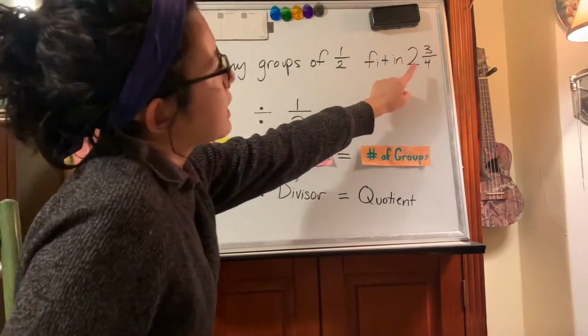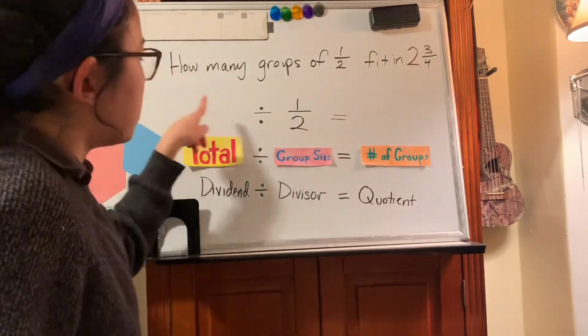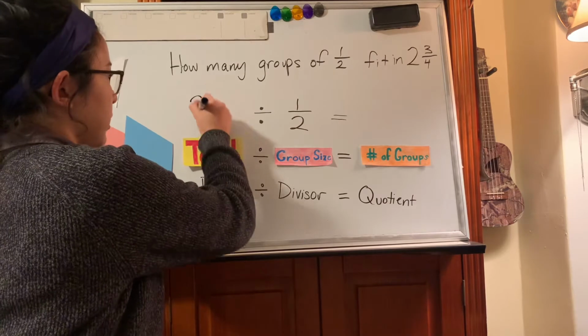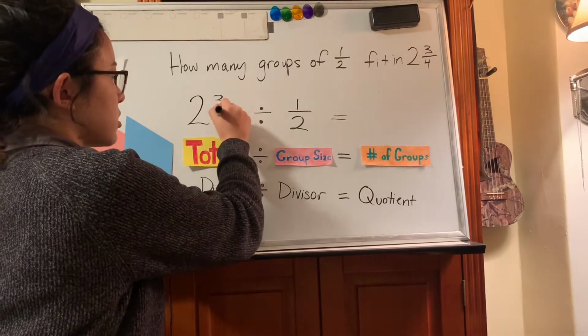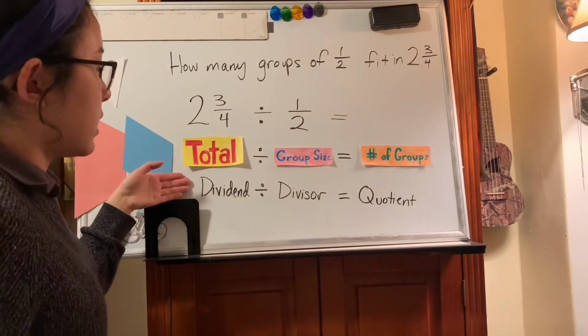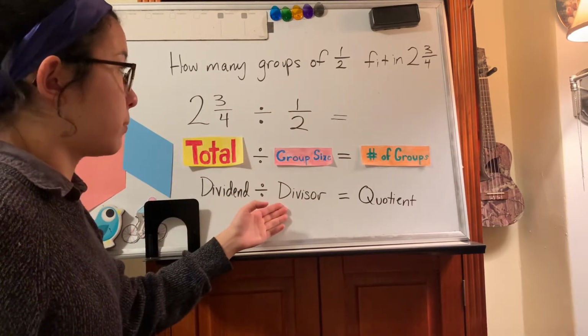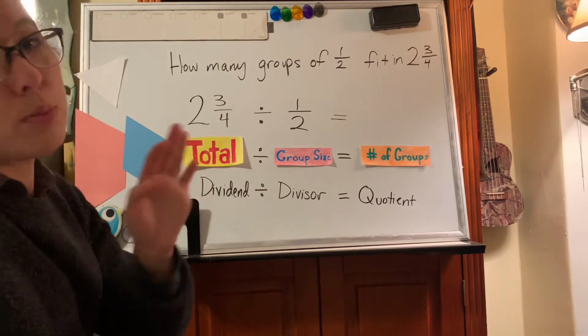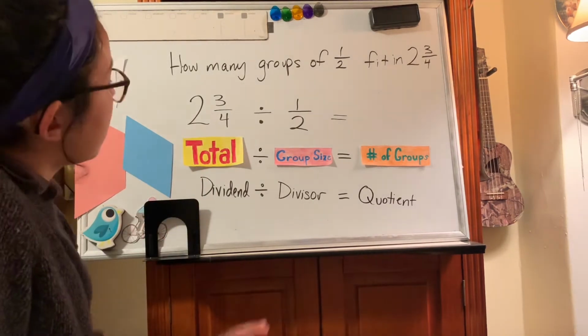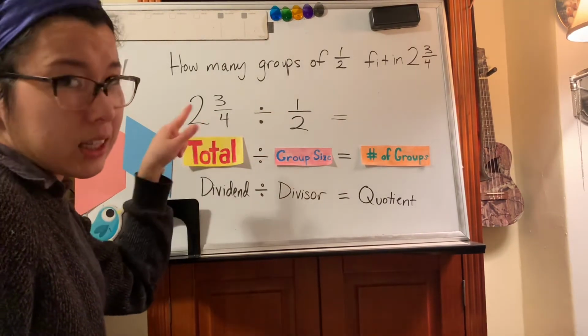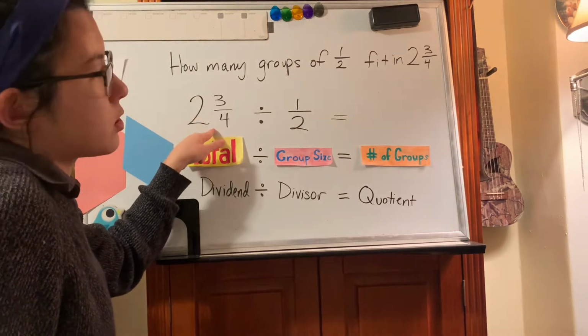And then we determined that 2 3/4 would be the total. And I'll put that here. 2 3/4 is the total. You could also call it the dividend. 1/2 is the group size. You could also call it the divisor. Okay, now you may be able to guess at this point that 1/2 does not cleanly go into 2 3/4.